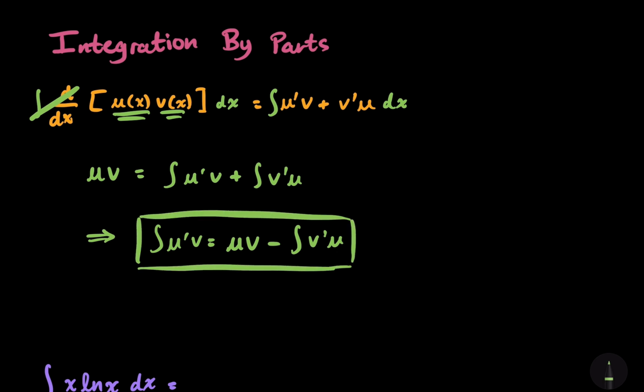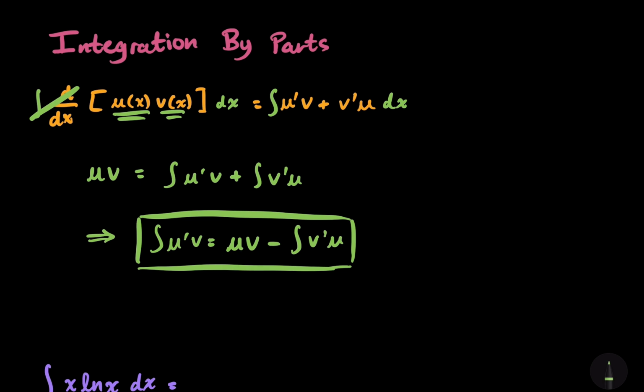Essentially, it tells us that if you're integrating the product of a function and the derivative of another function, it's just equal to the product of the two original functions minus the integral of, basically you just swap the derivatives. So here we had u prime v, and then here we have v prime u. So you just swap the derivatives and you just multiply the two functions by each other.